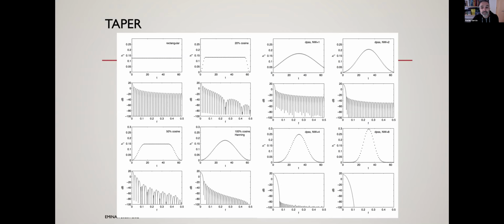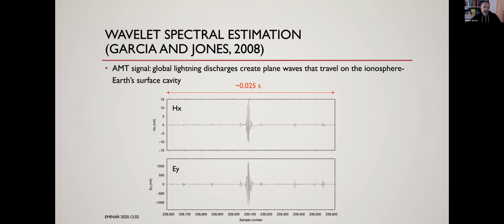So the second technique I'm going to talk about today, for how to obtain the spectra of the time series, is the wavelet transform. This was suggested by Garcia and Jones in 2008. The problem that we faced was that the AMT signal, which comes from global lightning discharges that create a plane wave that travels in the ionosphere as a surface cavity, is not constant. It comes in spurts in our time series, and we can see it in this plot.